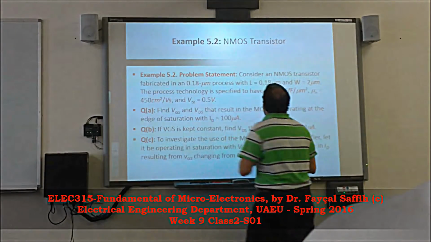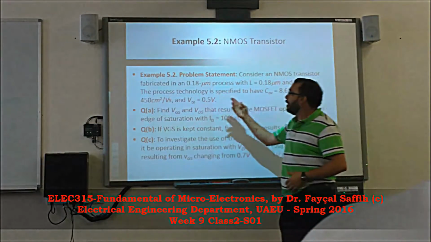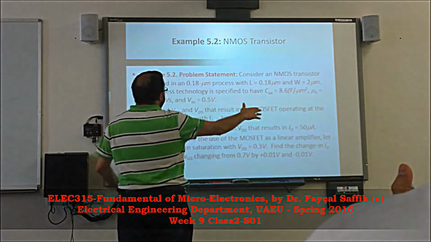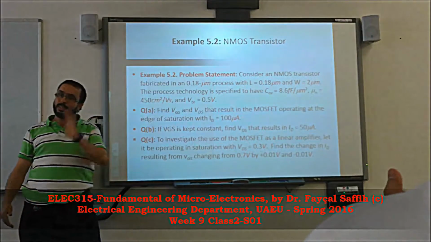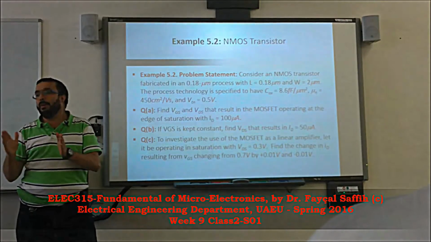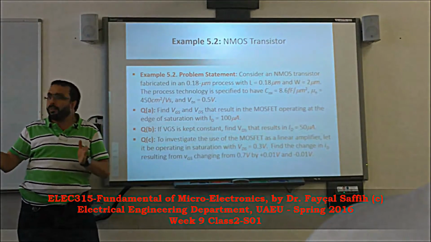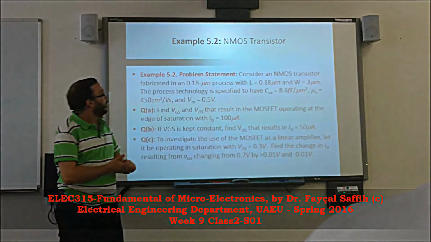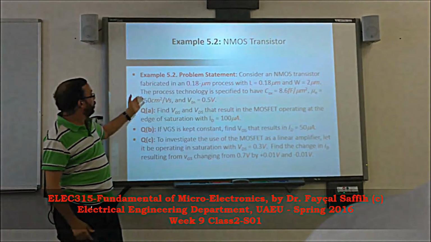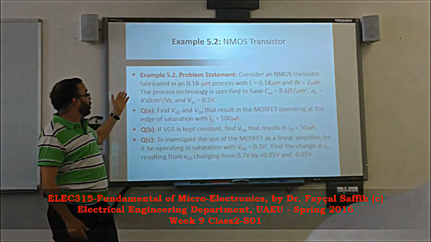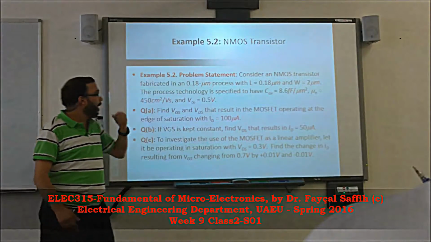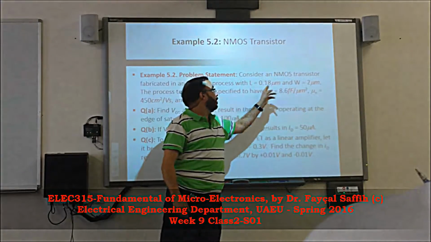Okay, let's see. Consider an NMOS transistor fabricated in 0.18 micron process. So we call it NMOS 0.18 micron. That is the minimum length. It can be bigger, but usually we keep it smaller because we want to make more circuits. We have W, we have Cox, we have mu n, we have VT. This is all given by the manufacturer, and this is by the designer.